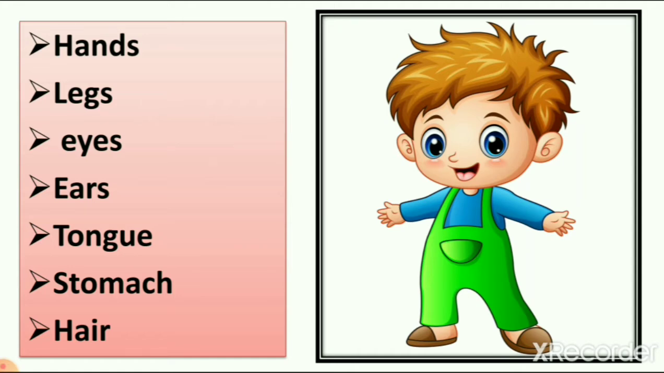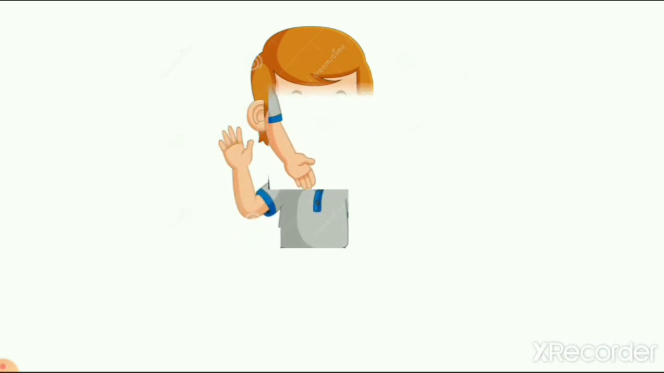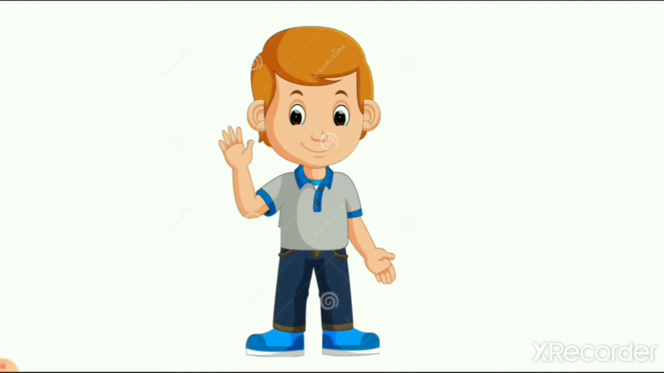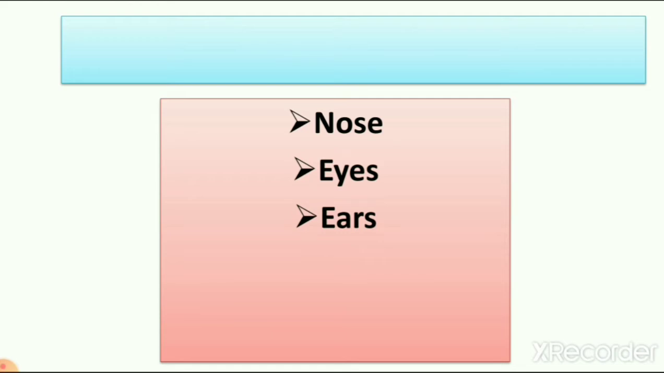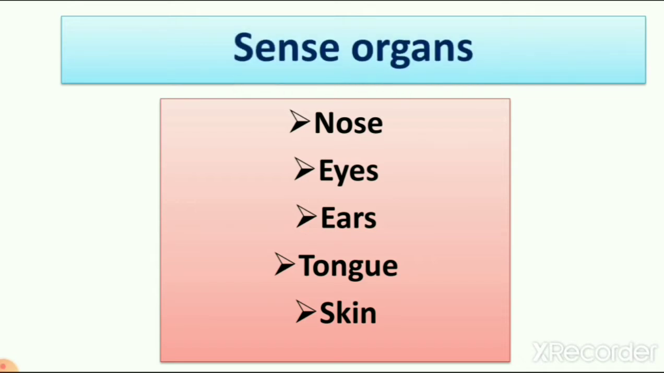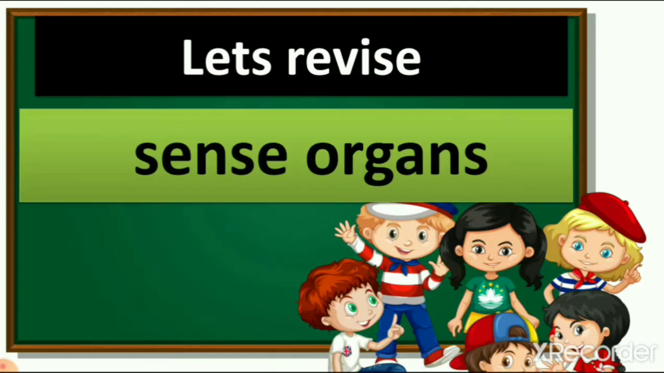We also have many other body parts, but mostly in this lesson we learn about these body parts. Then we joined our body parts: ears, eyes, hair, tongue, mouth, stomach, hand and leg. When all these body parts join together, our body can work, and each and every body part is important, right? We also learn in this lesson about sense organs, which are the nose, eyes, ears, tongue and skin. Sense organs are body parts that help us to feel the world around us.